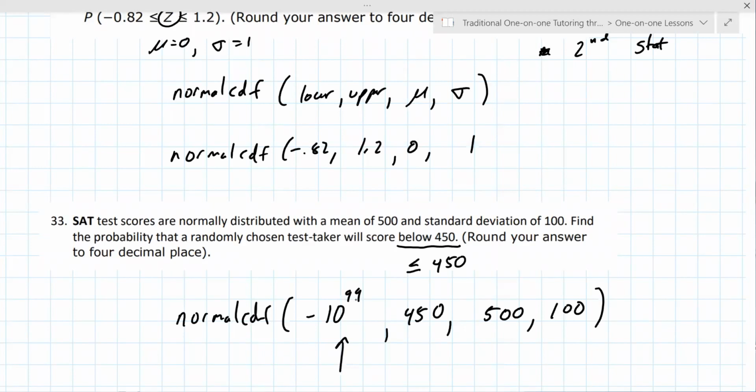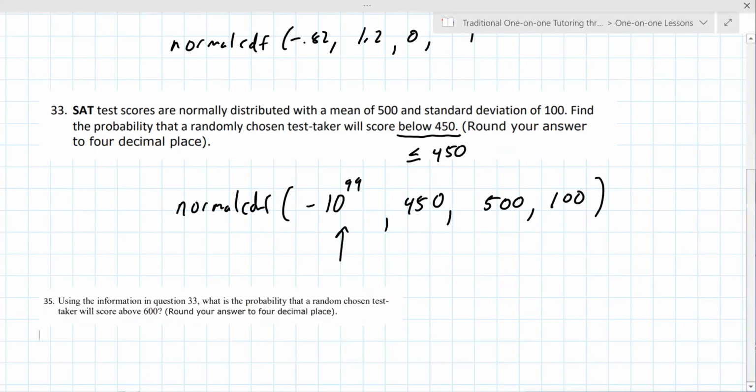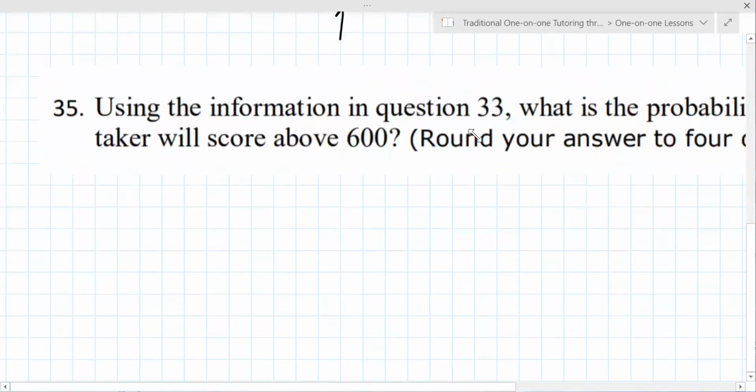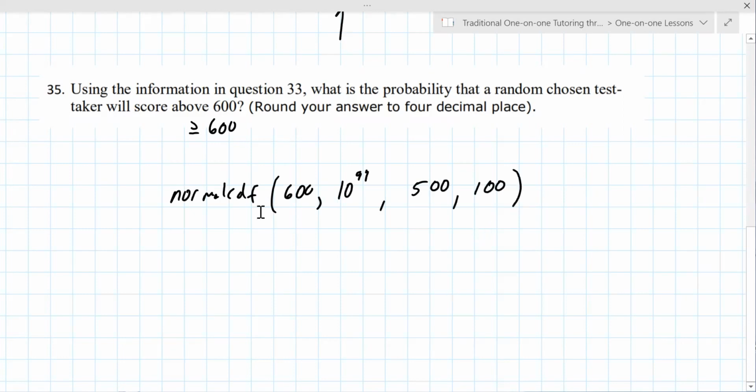Okay. So I would do that if they only give me an upper or lower. Right. So with 35, it's above 600, so your lower is 600. Normal CDF, because it's above, so it's greater than or equal to 600. So it's 600, comma, 10 to the 99, comma, your mean is 500 and your standard deviation is 100. Gotcha. So if it's above, it's positive 10 to the 99, below it's negative. Yes. Gotcha, easy.